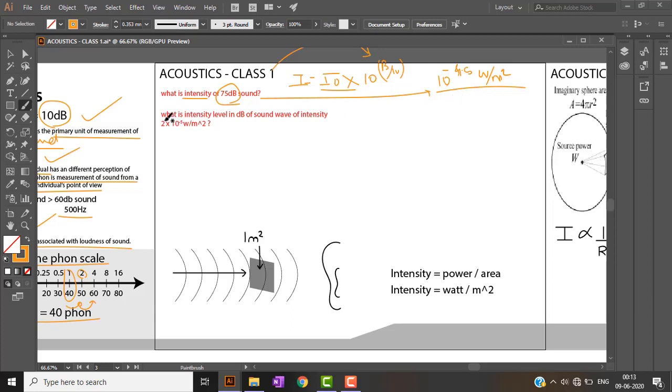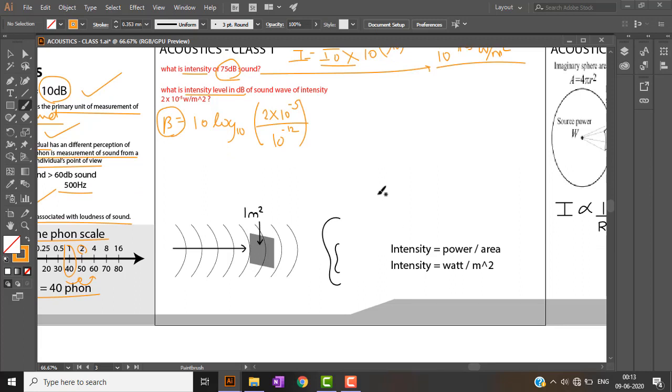Now in the second question, what is the intensity level in decibels of a sound wave of intensity 2 into 10 raised to minus 5 watt per meter square? We know the formula, beta is equal to 10 log 10 of 2 into 10 raised to minus 5 divided by I naught. I naught is 10 raised to minus 12. Solving this equation, you will get the decibel level, the sound intensity level.